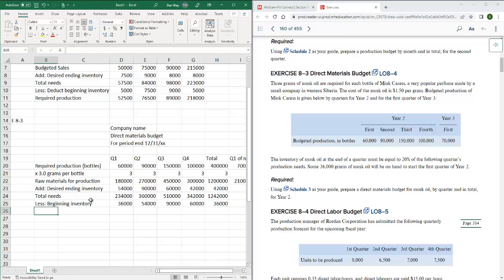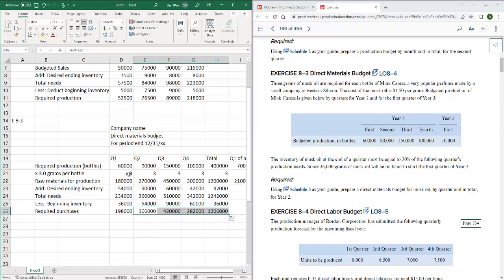So total needs minus beginning inventory leaves me with my required purchases in this case. We don't make this material ourselves. So in Q1, that's 234,000 minus the 36,000 beginning inventory, or 198,000 grams. Q2, that's 360,000 grams minus the 54,000, or 306. And then I'm going to drag that one across there, since it's just the sort of mechanical math for us.